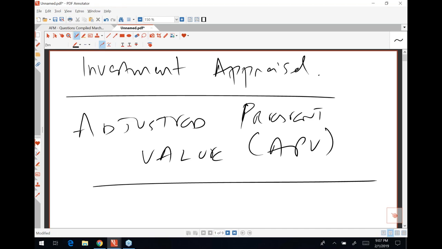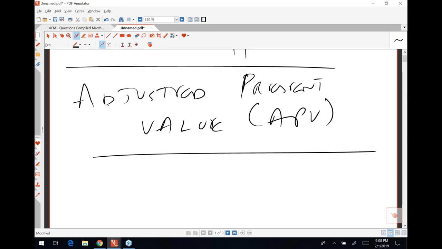So when we talk about investment appraisal, we study various techniques at the F9 level. But when it comes to this AFM P4 level, there is an advanced stage technique, and that is termed as the adjusted present value. Now, what exactly is this adjusted present value?